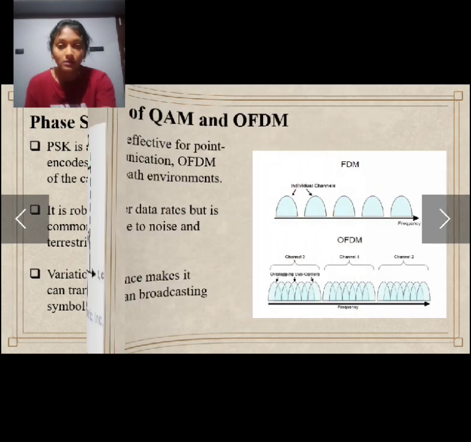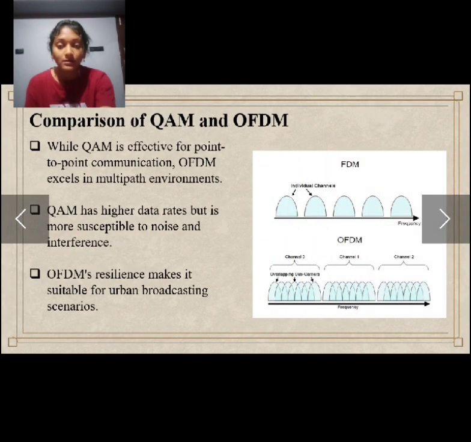The next is the comparison between QAM and OFDM. While QAM is effective for point-to-point communication, OFDM excels in multipath environments. QAM has higher data rates but is more susceptible to noise and interference. OFDM's resilience makes it suitable for urban broadcasting scenarios.